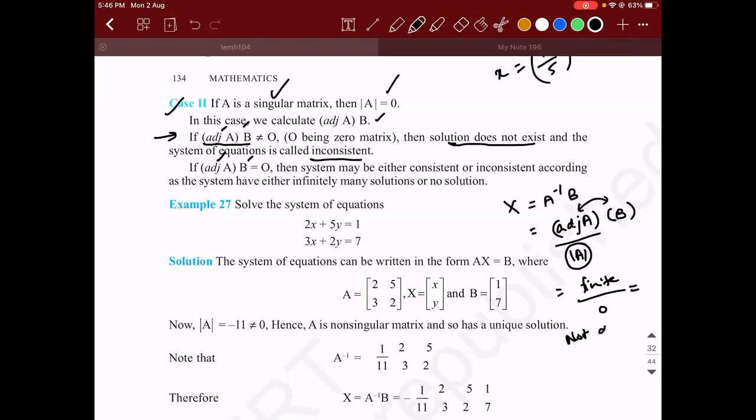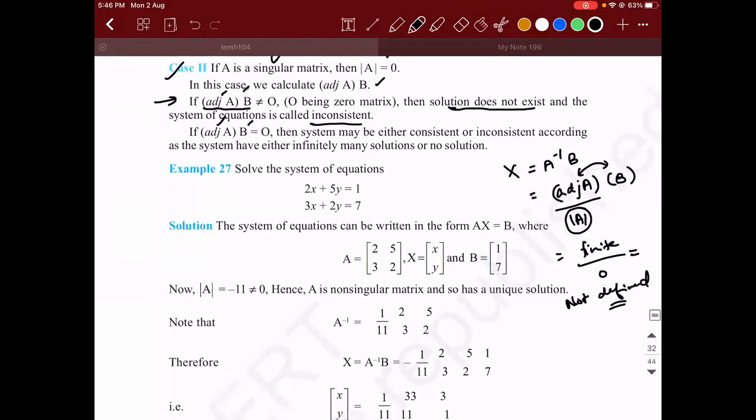You don't call it infinity, you generally call it not defined. Tan 90 is not defined, correct? So not defined. Then we can conclude that the solution does not exist because you don't have a real solution. In that case, you can conclude that the system is inconsistent.